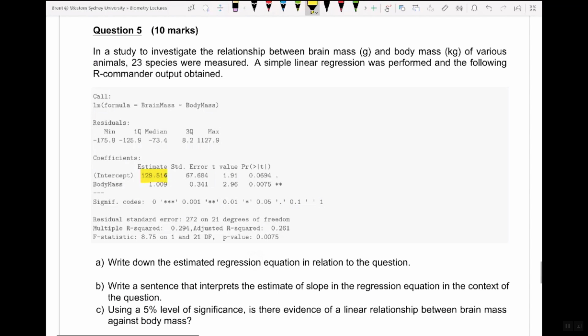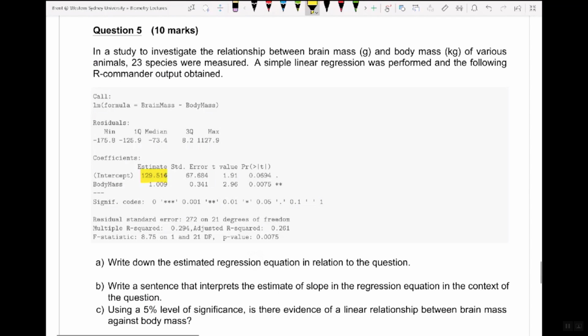And that's the value as a proportion. What percentage of variation is explained by the model? I take that value and multiply it by 100. I'd say 29.4% of variation in the response variable, so brain mass, in other words, of variation in brain mass is explained by the model.